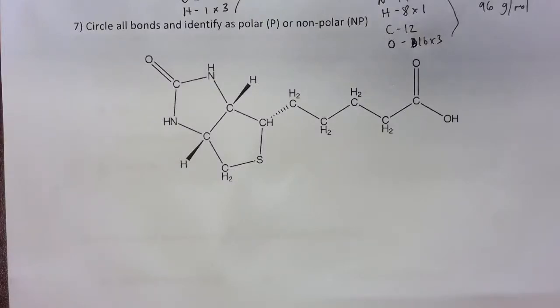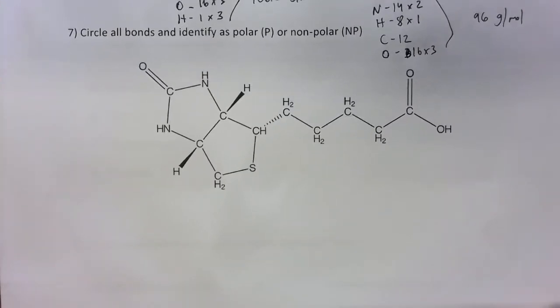All right, here we go with part 2 of Unit 3 in class worksheet. And this problem is asking us to circle all the bonds and identify as polar or nonpolar. Now, I'm not going to circle every single bond in this molecule. What I am going to do is talk through each unique bond.